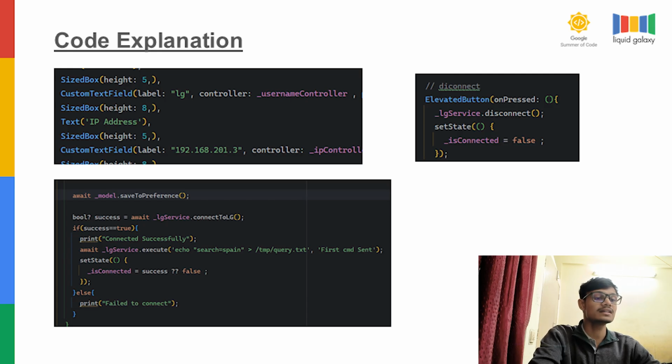The logic is that the app checks whether all the fields are filled. Then the current values from the UI are stored in the connection model. These values are saved using shared preference for future use. Then update connection settings is called. By this, the service layer is updated with the latest connection details. Now from this, a secure SSH connection is created with the LG master node. A simple command is sent to verify that the connection is working correctly.